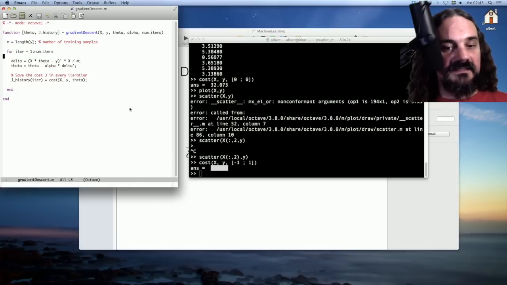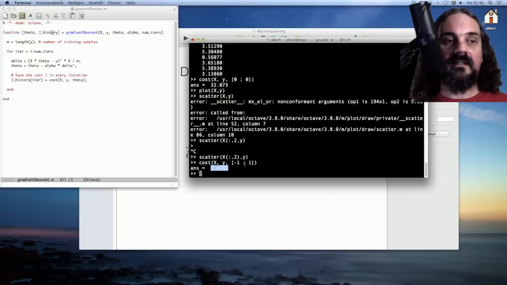All right, let's try it. Two outputs. Theta is the values for intercept and slope, a vector of two values, and j is, for each iteration, an array of costs, or a vector of costs, which you can plot and see if it looks okay.